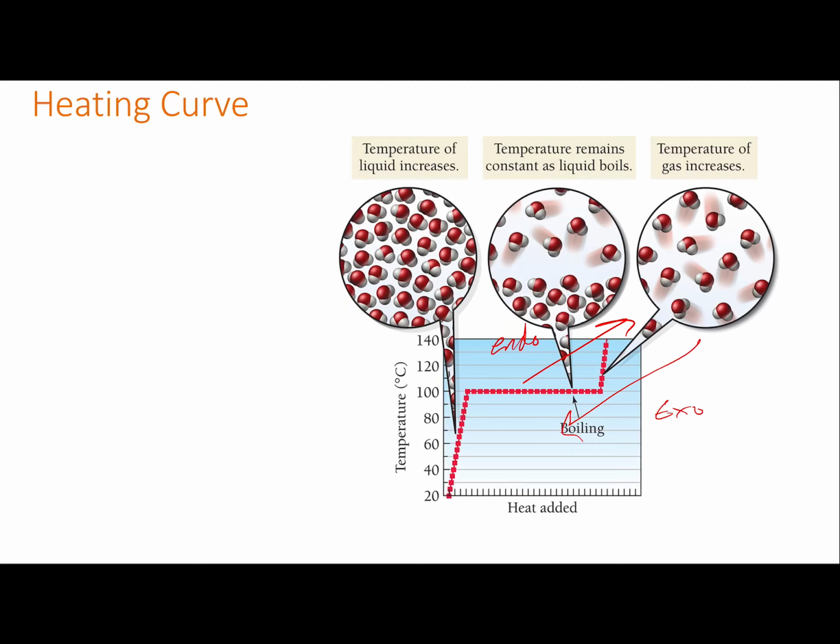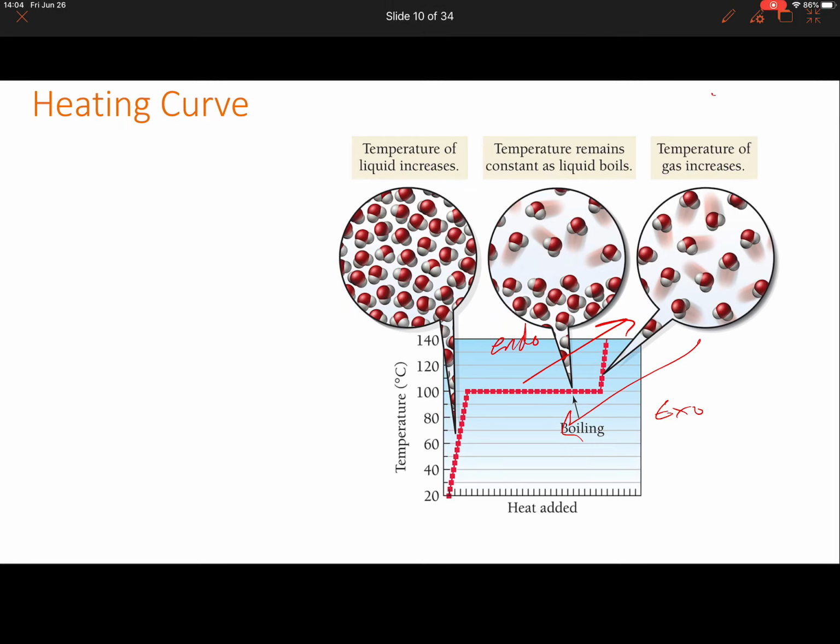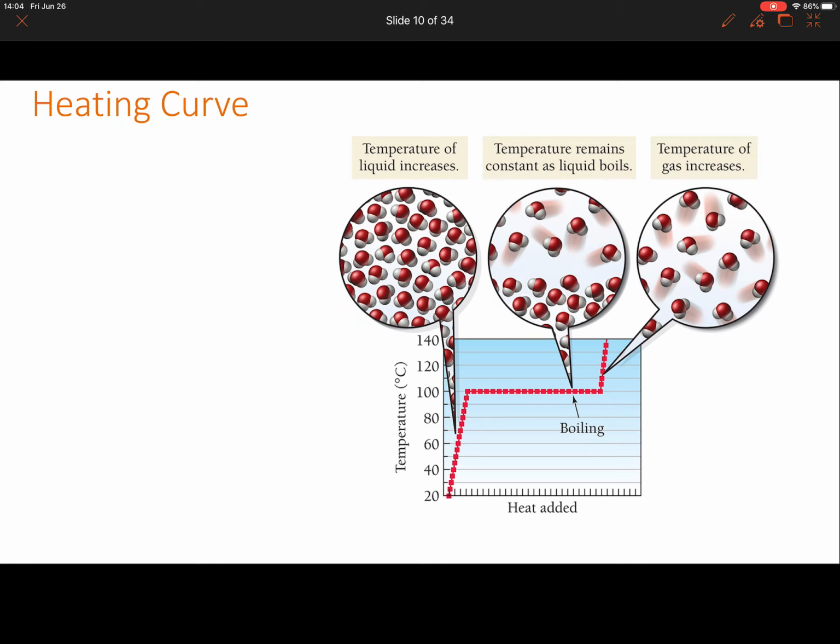So coming back to this graph here, as we heat up liquid water, as we add heat, the temperature rises until it hits the point where it's going to start turning into a gas. Now, this flat part of the curve, you'll see, heat is still being added. Temperature is not going up. This is called the heat of vaporization.